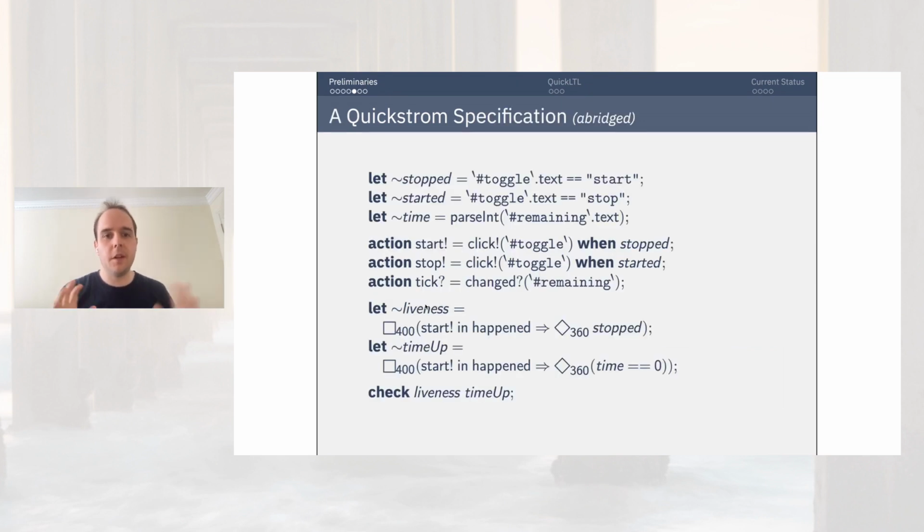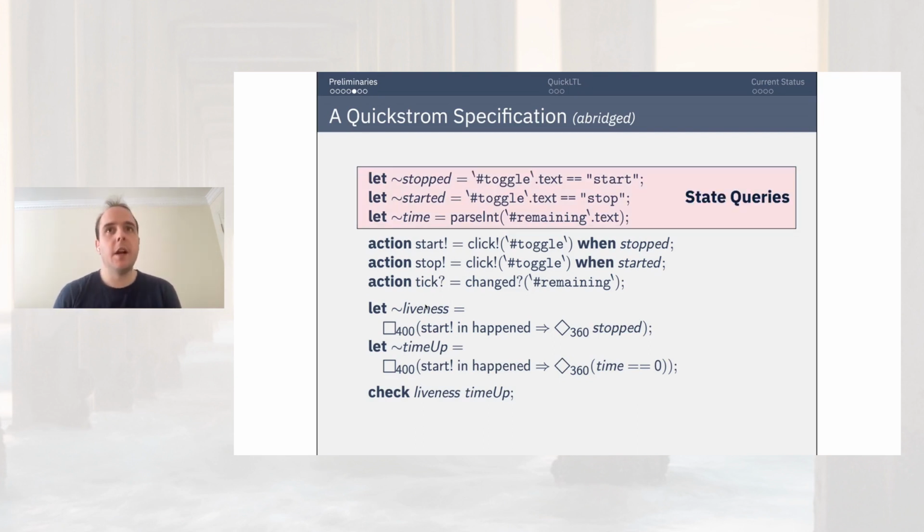So here's a section of one of the examples from our paper where we're specifying a timer application. So a very simple egg timer. So the first 3 lines here are describing state queries. So this is how we actually check information about the interface of our application. We're acting as the user here. So the only thing we can see is the externally visible state of the user interface. So what we have is the document object model in the case of a web application.